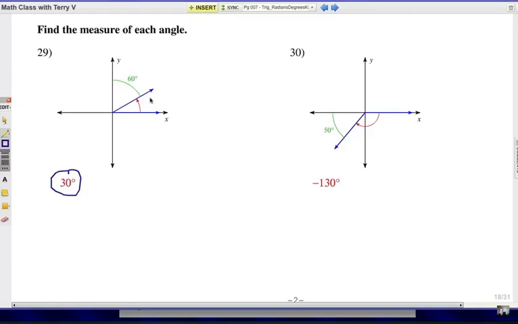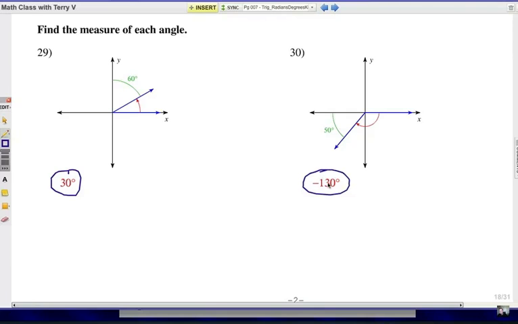Of course the reason why is because this entire angle here would be 90, and we have a 60 degrees short of that, so we have a 30 degree angle missing right there. In number 30, notice how it's showing a negative angle going down clockwise direction. The whole thing is 180, and you are 50 shy of that, so it's a negative 130 degrees.